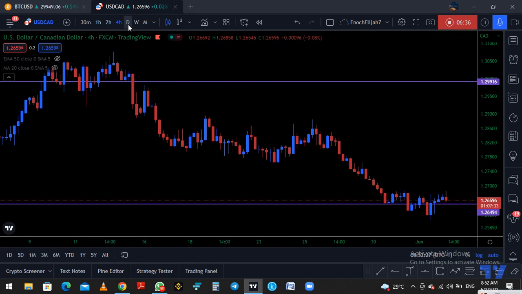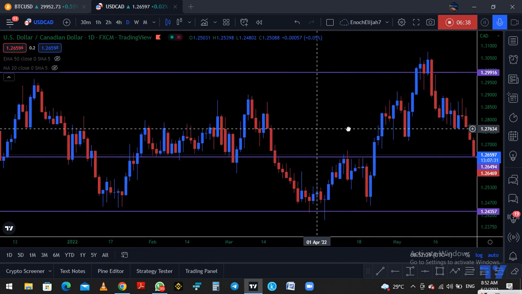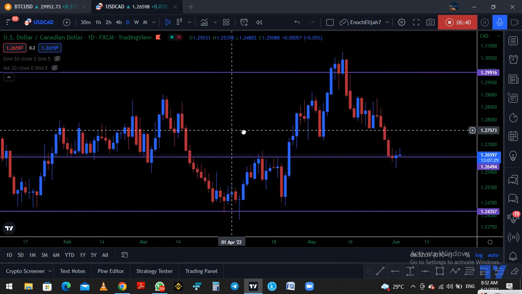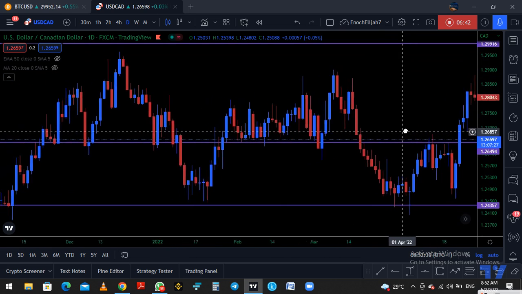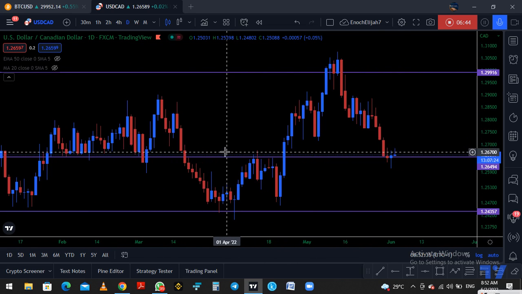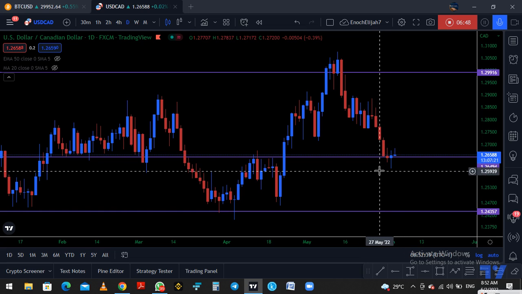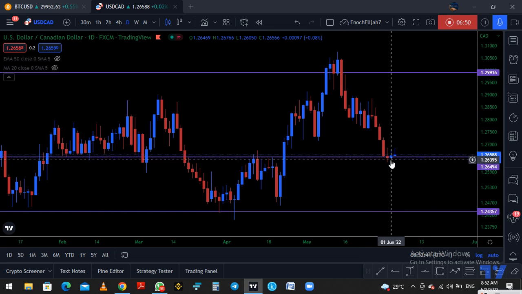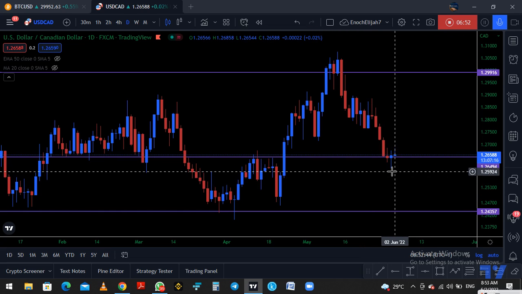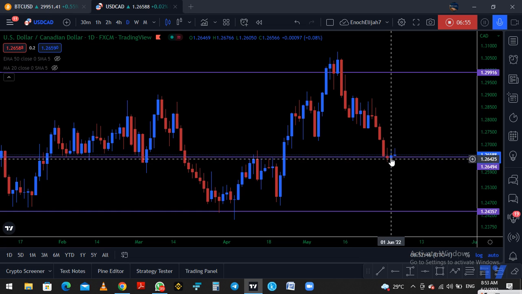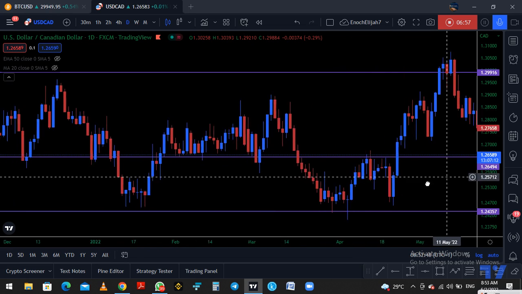The next pair is USD CAD. Next pair on my list. Here it is at a support level. Now, yesterday's candle for USD CAD is a good bullish sign at a key support level.